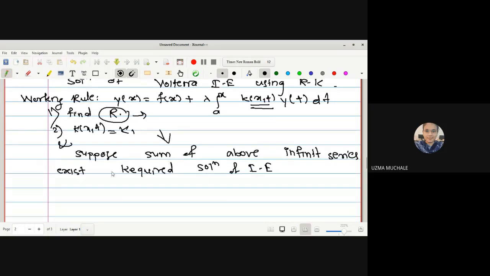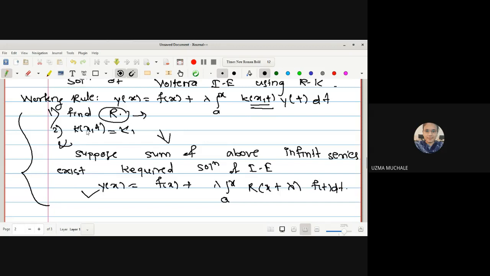is given by, what is the solution? y of x is equal to f of x as it is plus lambda integration a to x R of x t lambda f of t dt. Have you understood the step? What you have to do? First, we are provided with the integral equation. Find the resolvent kernel, and if the sum of those series exists, then we can say that the solution is given by this equation. The proof for this is not given to us. Only we have a working rule for this. So let us go one by one. How to solve this one?